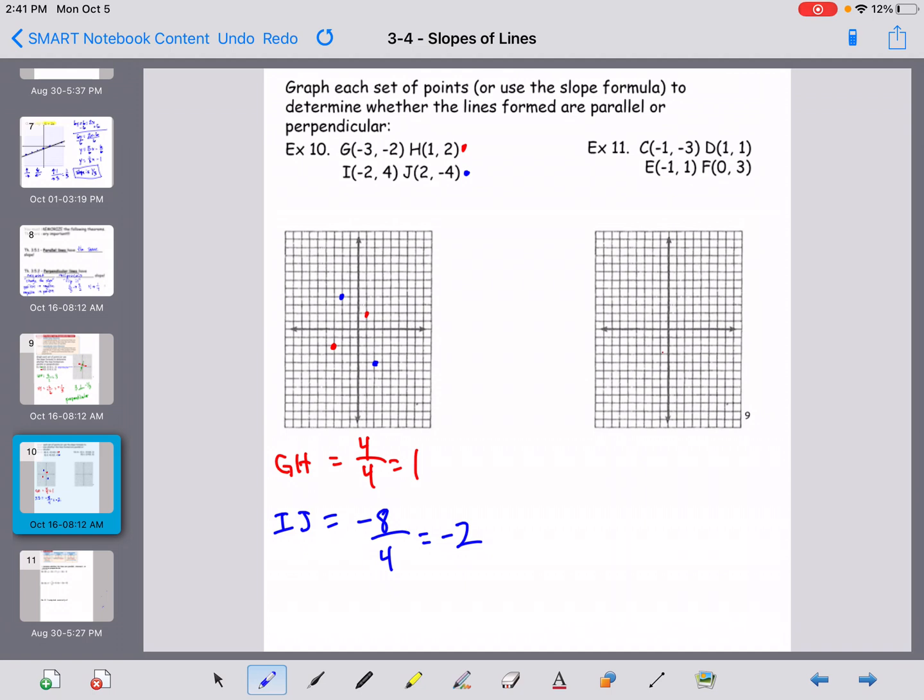Now, the slope of GH is 1. The slope of IJ is -2. It's not the same number, and they're not reciprocated, so this would be a neither. Okay, that happens sometimes. It's okay.